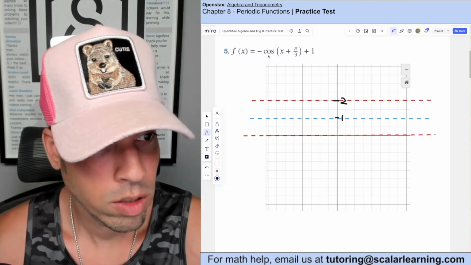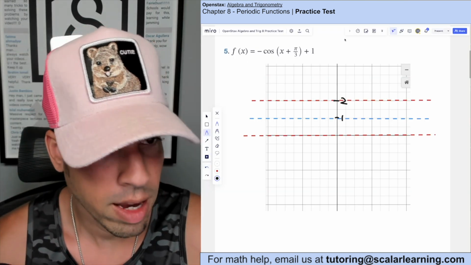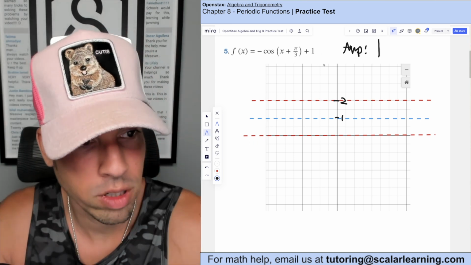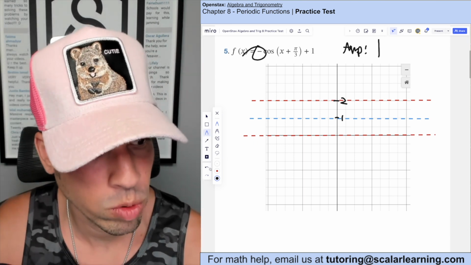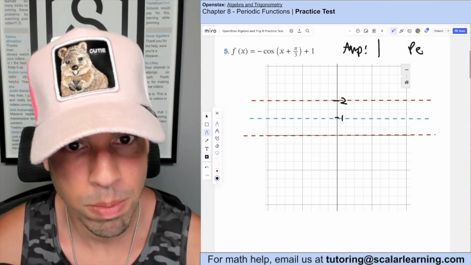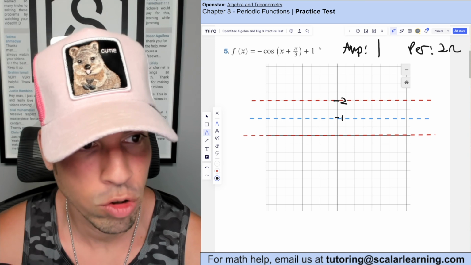So for this one, we're going to start by identifying the amplitude. Since there's nothing there, we're just going to say the amplitude is 1, your standard amplitude. There is a minus here, which we'll deal with in a second. But first, let's identify everything else. We have our typical period. It hasn't been modified, so it's 2 pi.